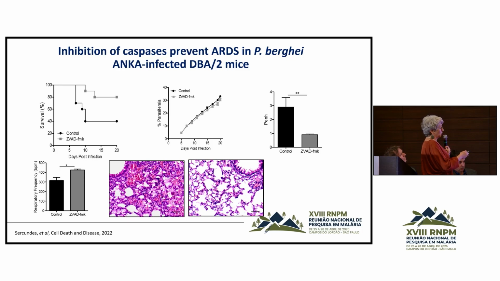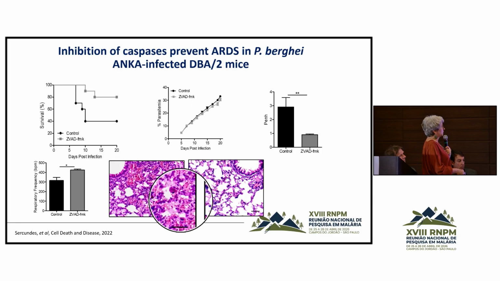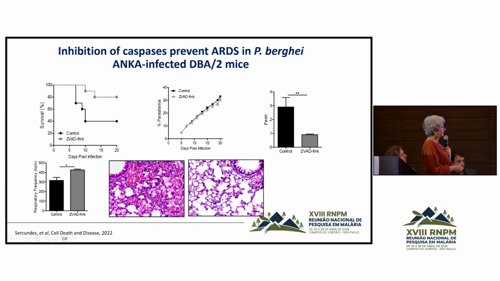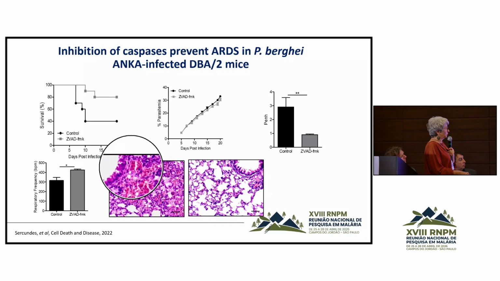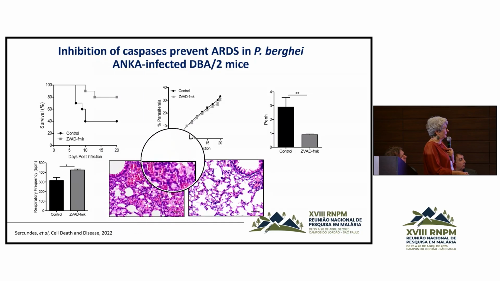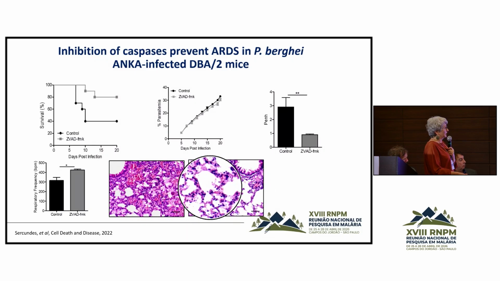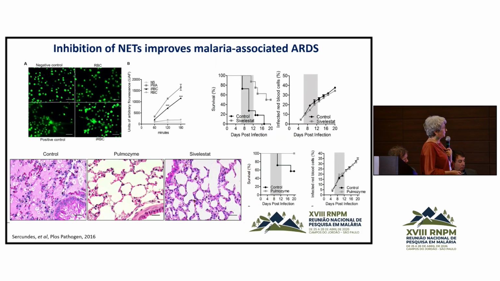So in vivo, we had our model using this caspase inhibitor, and we've shown that the animals survived for more time, and there was no difference in parasitemia, and the respiratory frequency of the treated animals was improved compared to those who weren't treated. So this is the lung of a non-treated animal with hemorrhage and severe edema, and this animal to the right was treated, and both were infected.